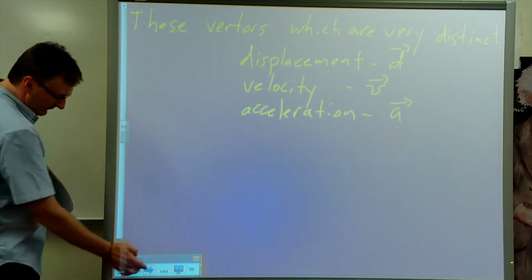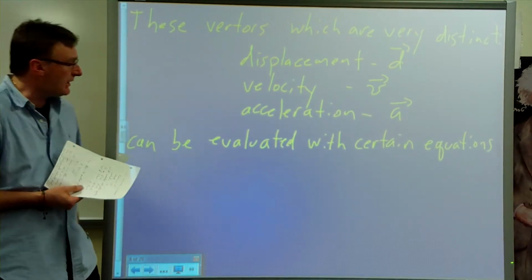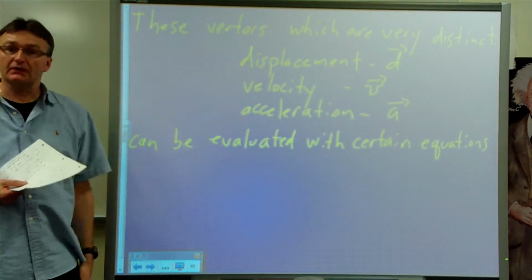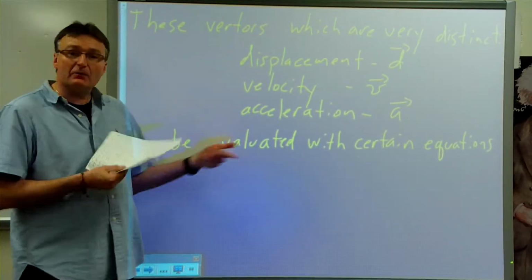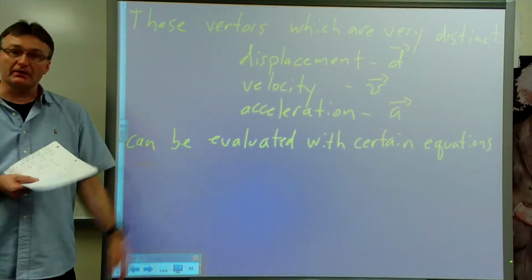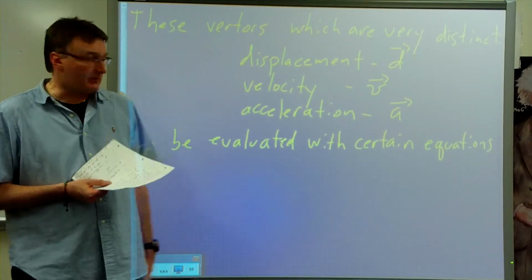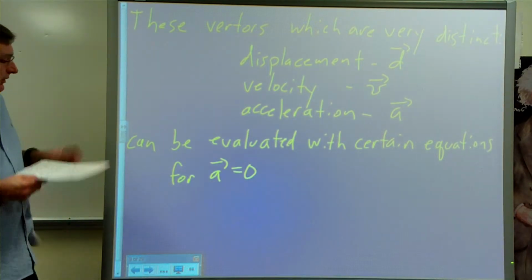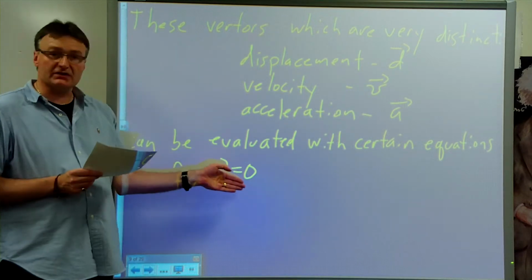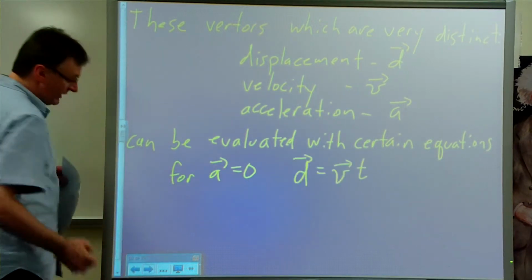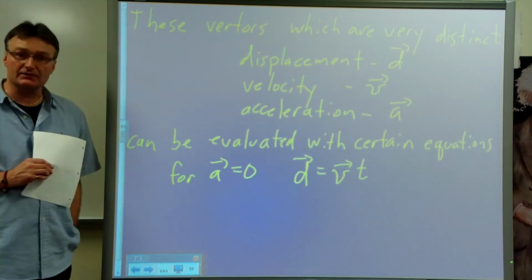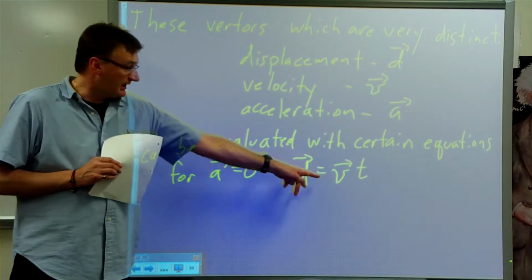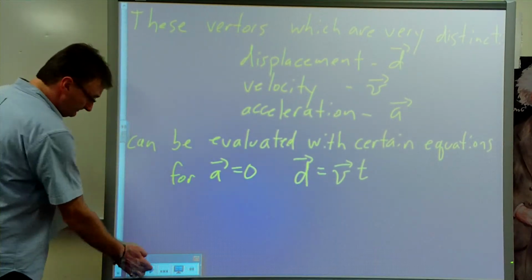Now, they can be evaluated with certain equations, and you'll see that quite often more than one of them appears in the same equation. So in that way they are related, and we can work with them in order to find quantities that we need to determine, in other words, unknowns. The first equation is when the acceleration is 0, then we can simply use this equation right here, where the displacement equals the velocity times the time. But only when the acceleration is 0 can you use that equation.